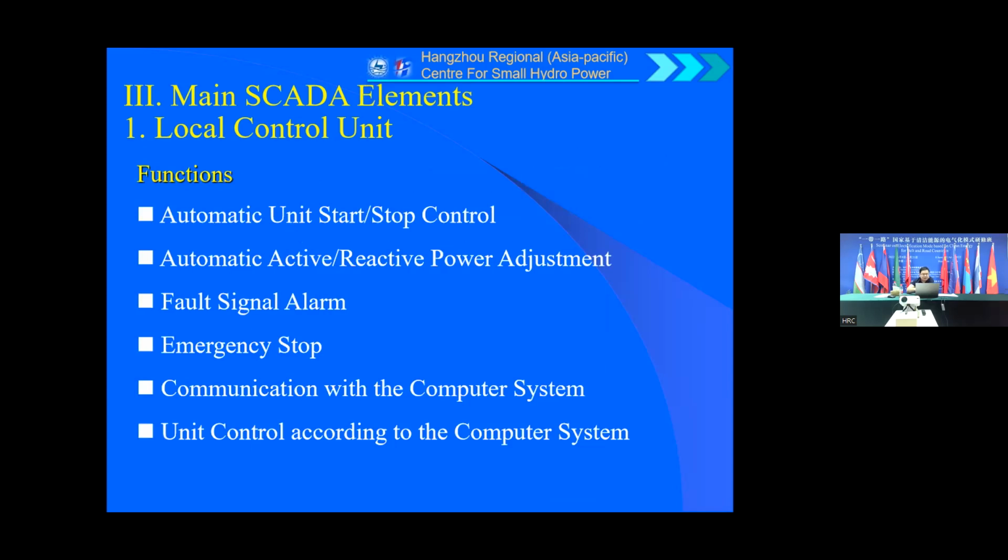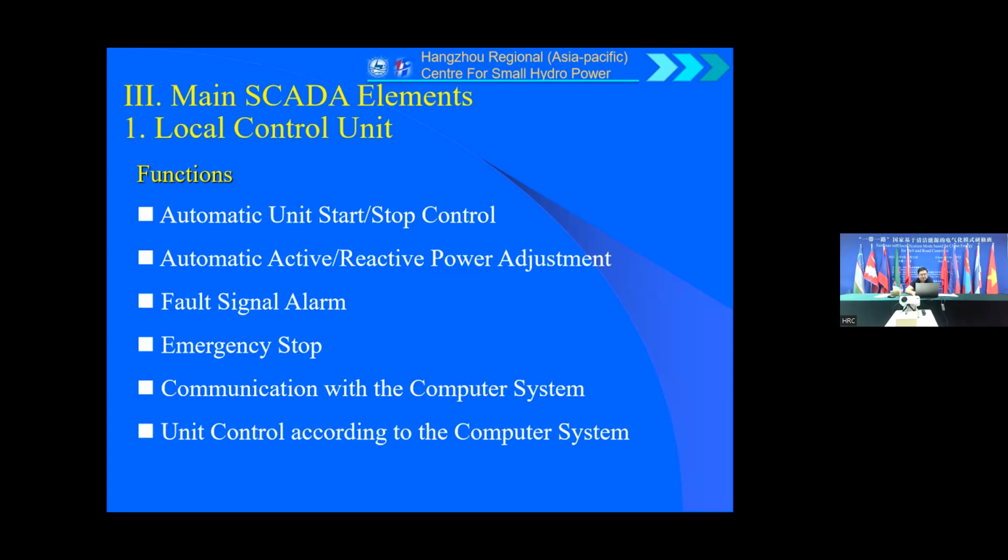The main functions of the LCU are, first, automatic unit start and stop control. We can control the unit automatically from the LCU. The second is automatic active and reactive power adjustment. The third is fault signal alarm. When there is a fault in the system, we should see it from the LCU and remind the operators. And emergency stop. If some damaging problem happens, we should stop the unit immediately.